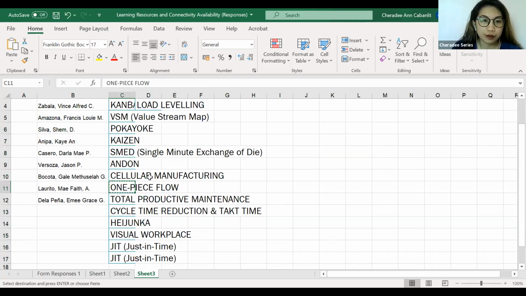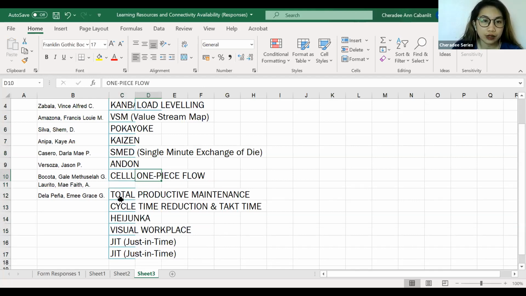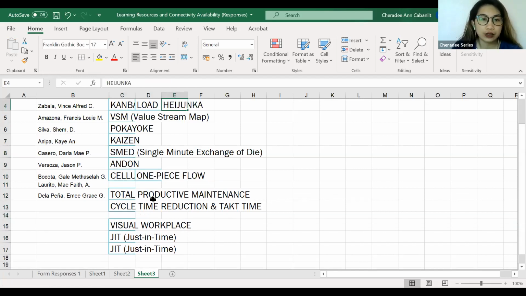Cellular manufacturing and one piece flow, pwede na mausa. Cycle time. Hijunka. I think Hijunka is the same with load leveling. Pausara na sila.